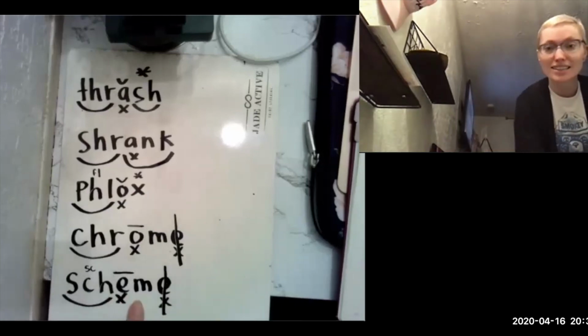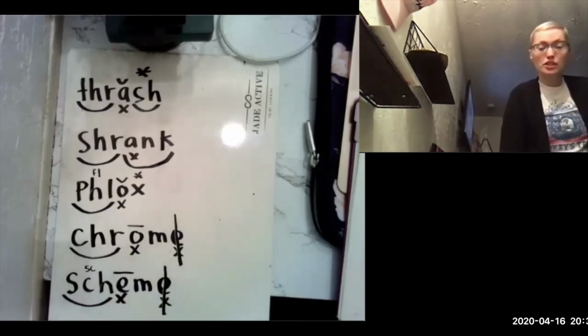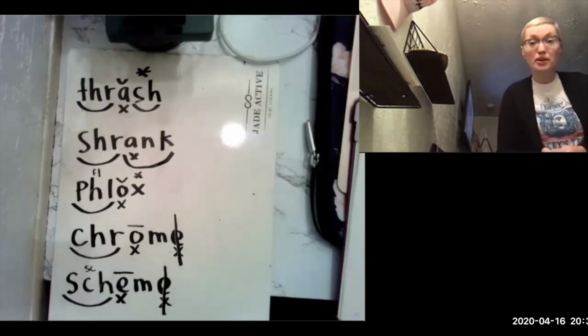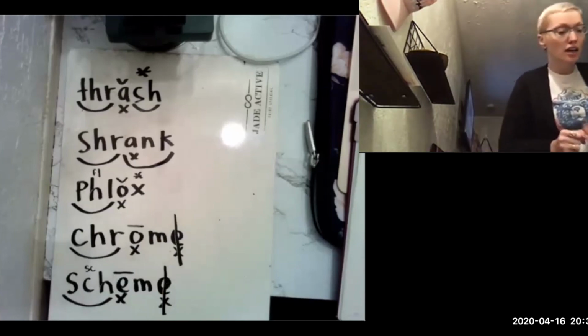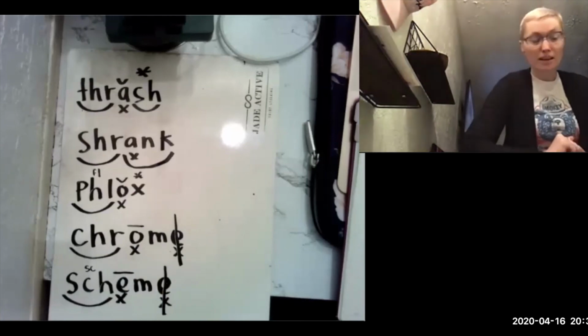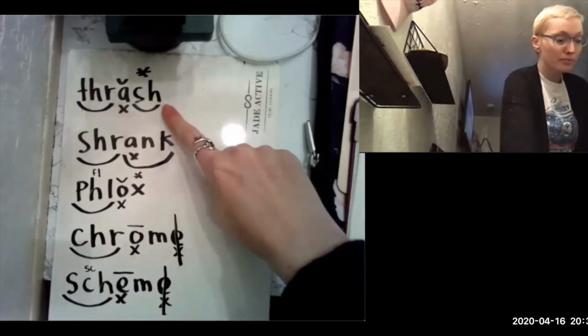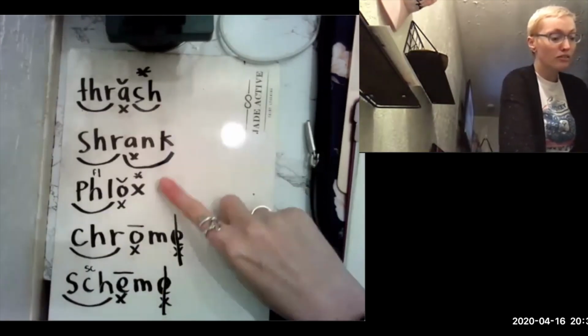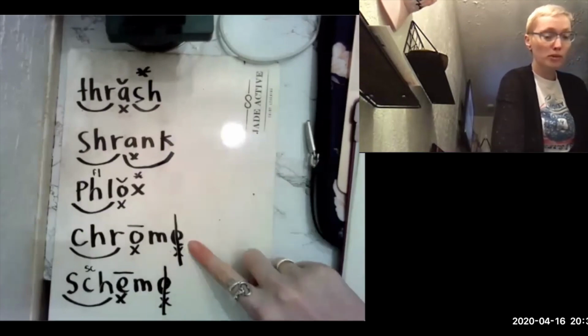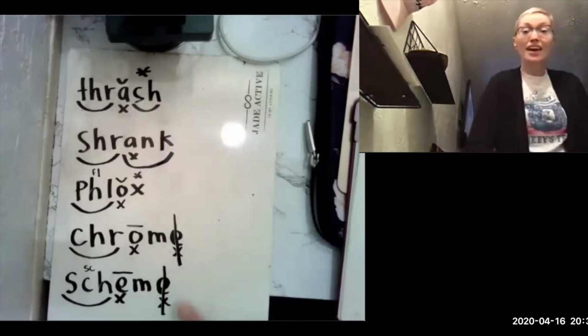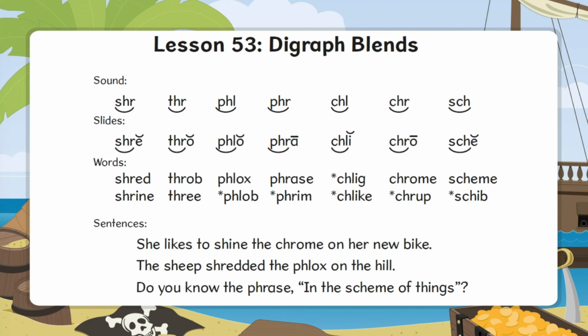This word is scheme. So we're going to read through these words one more time before we do our transfer card. Go ahead and read these with me as I point to them. Thrash, shrink, flocks, chrome, scheme. Fantastic. Go ahead and read these sounds, slides, words and sentences out loud to solidify the learning that we did today and to practice the skills of digraph blends that we went over.